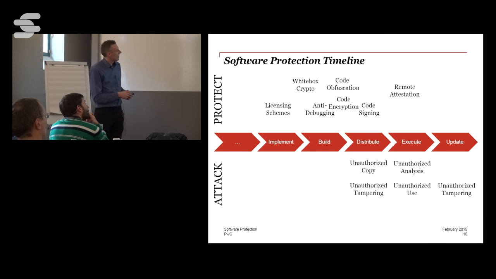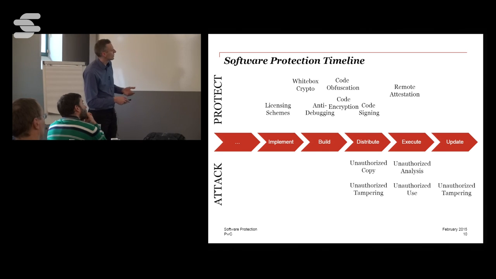And the same holds for unauthorized tampering at the update phase. So if you're distributing a patch for your software, you want to make sure that the patch is not tampered with. The unauthorized tampering attack would occur in the update phase, while protecting against that, for instance, by means of code signing, would be in the distribution phase. So you always have the protection mechanism implemented in the lifecycle before the actual attacks take place.